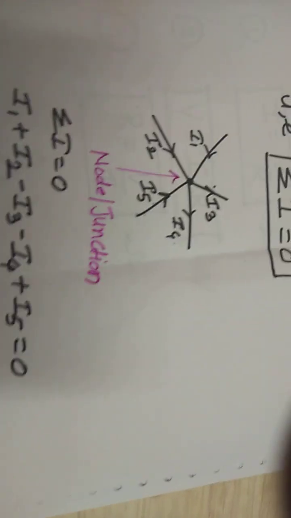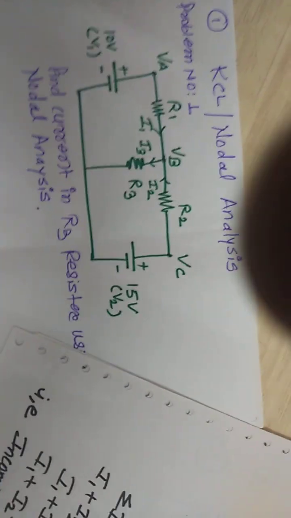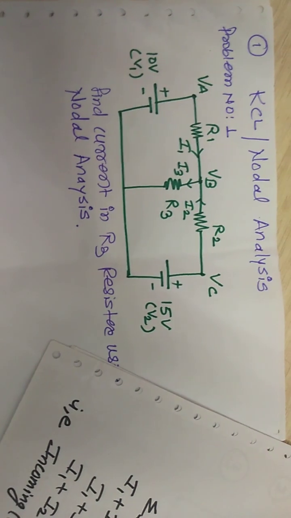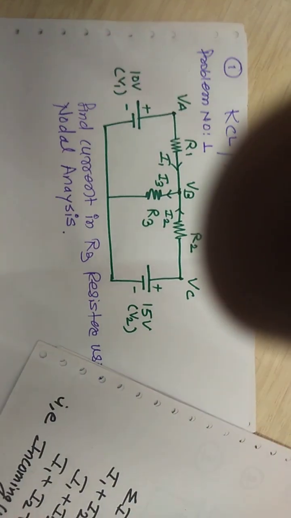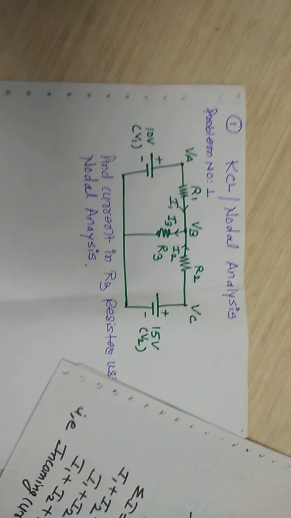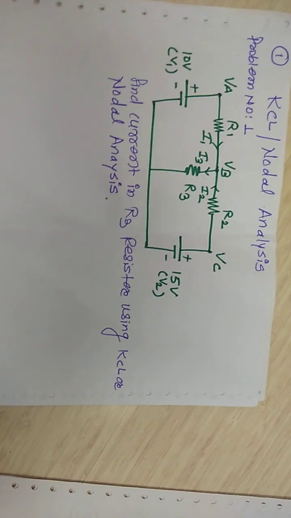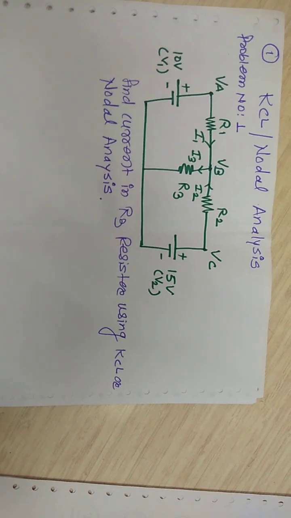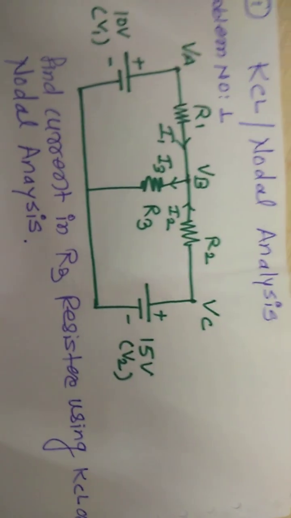Now we are going to see a particular problem on it. We are going to solve the problem by using KCL, and the KCL method is also known as nodal analysis. What is nodal analysis? Nodal analysis is a particular method to find the current flowing in each branch by applying Kirchhoff's current law. Now the particular circuit is shown.